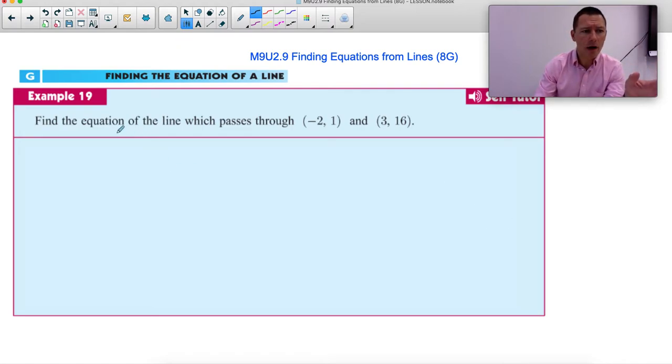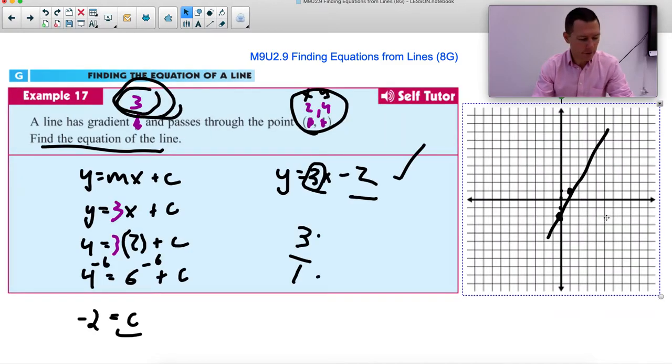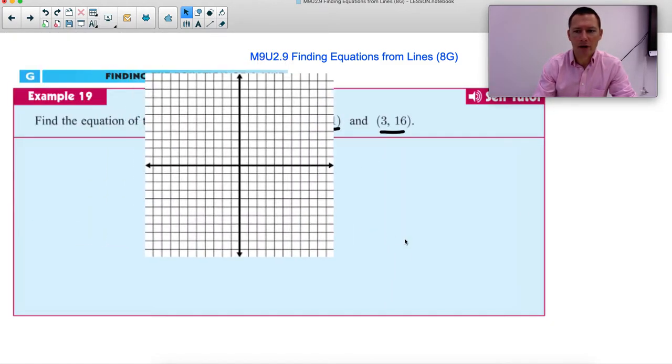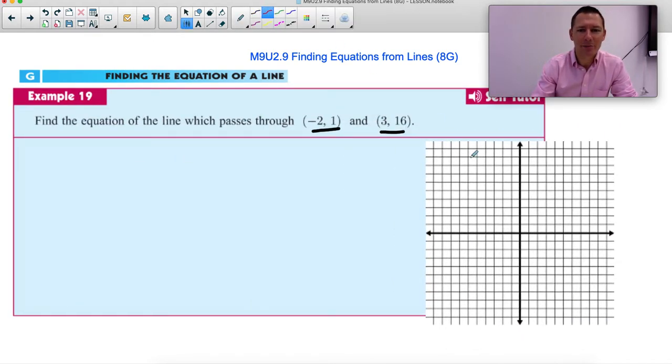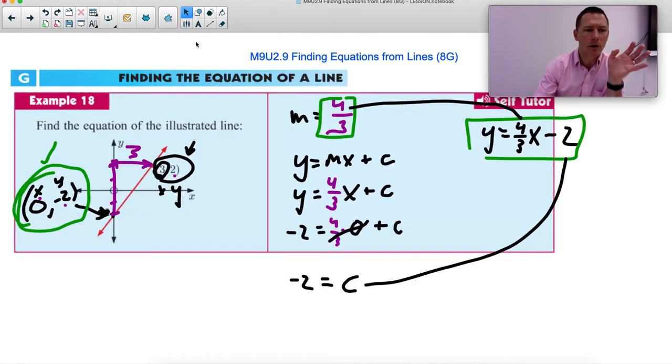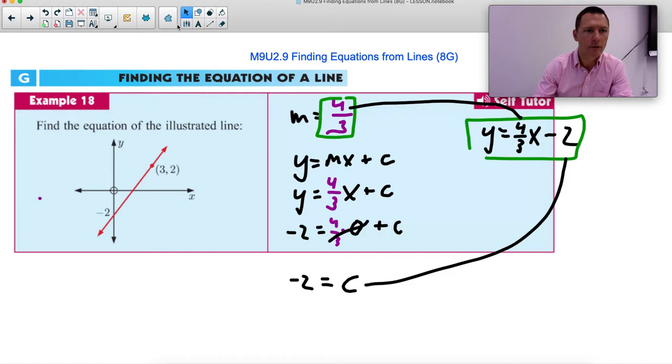All right, last one. The equation of the line which passes through this and this. Now, we could go steal a graph, paste the graph, and plot the points. Here's -1, 2, and 1, 2, 3, and then 16. And we could go from there with these points. I know that's not actually at 16, but we're going to play basically the same game as before, although I don't want to actually plot these.